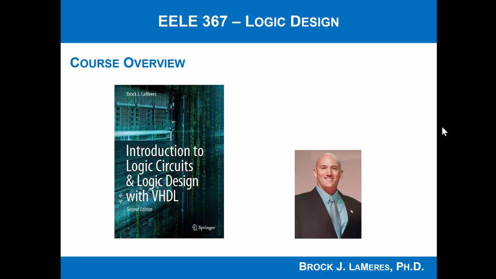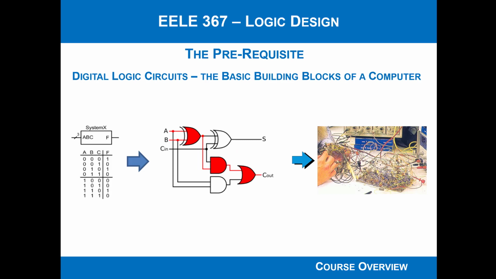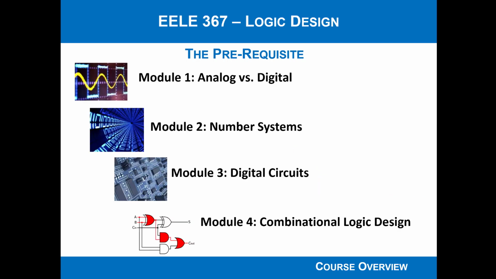So let's begin with what this course is all about. And to do that, sometimes it helps to take a look at the prerequisite for this course to put it in context of what we're trying to accomplish. So the prerequisite is a course in digital logic circuits. That could be either EELE 261 at Montana State or an equivalent class at another school. But the goal of that was to start looking at the basic building blocks of a computer. And so we're looking at the hardware and we're looking at the very low level. So like AND gates and OR gates and stuff like that. So very, very low level.